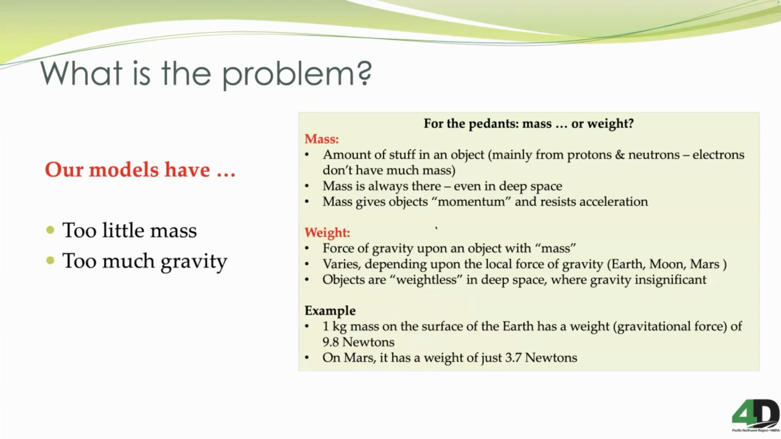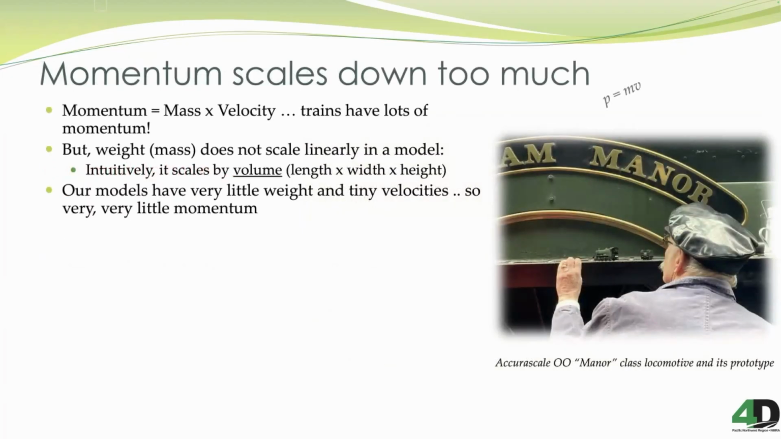That weight is really what affects how our models actually operate and move along the surface of the planet, but the mass does too. So the momentum of our stuff when it moves along the track, the physicists will know, is mass times velocity, and real trains have an awful lot of momentum because they have an awful lot of weight. But that weight doesn't scale linearly in a model.